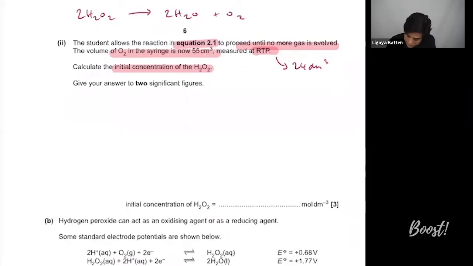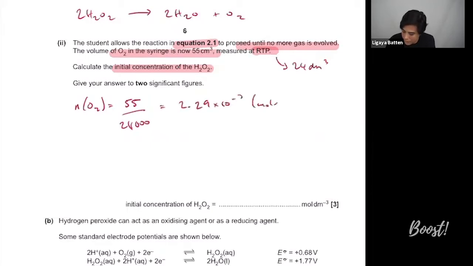So we're going to find the number of moles of O2, which is the 55 centimeters cubed, divided by 24,000, which is our 24 decimeters cubed of gas in centimeters cubed. And that gives us 2.29 times 10 to the minus 3. So we're just using that relationship of 24 decimeters cubed being the volume that 1 mole of gas takes up at room temperature and pressure to work out how many moles of oxygen we had at that point.